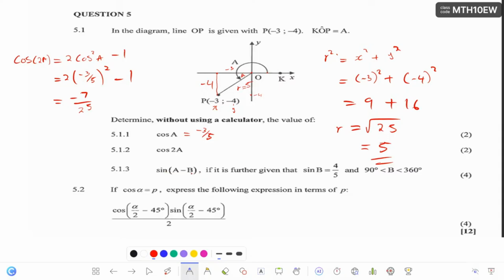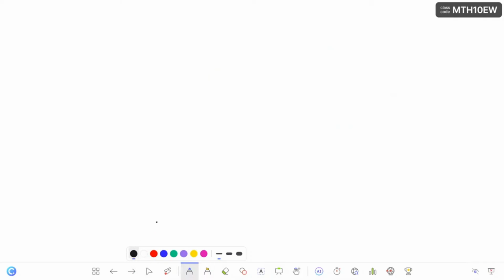Okay, now we are given another one. They said sin(A minus B), if it is further given that sin B is equal to 4/5 with 90 degrees less than B less than 360. So this one we need to draw a new sketch.